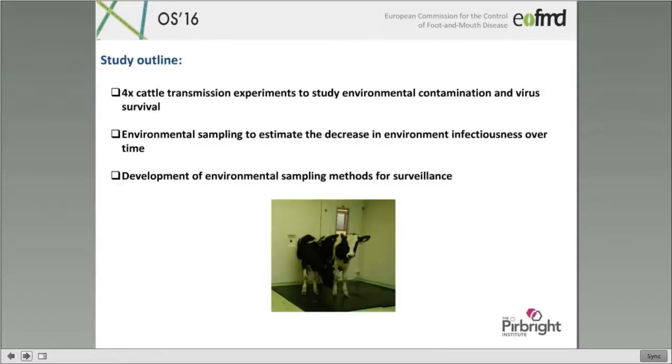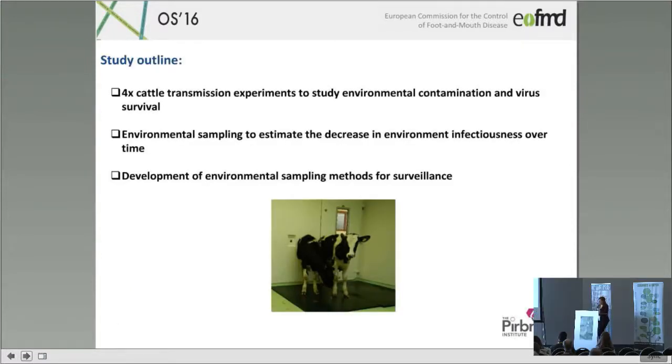The study was four cattle transmission experiments to study environmental contamination and virus survival. So, environmental sampling to estimate the decrease in the environment's infectiousness over time and to develop environmental sampling methods for detection for surveillance.